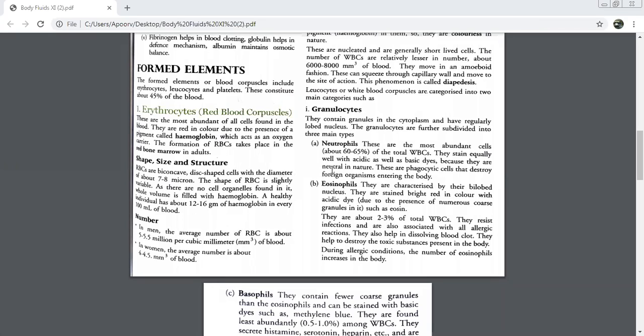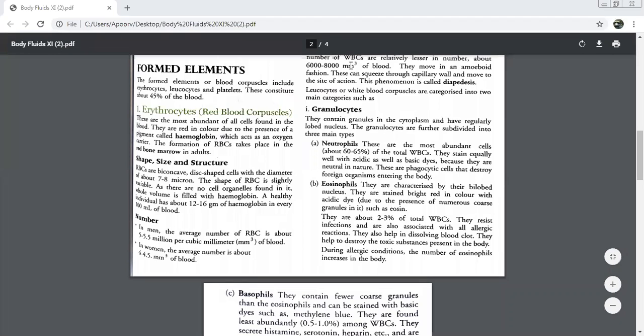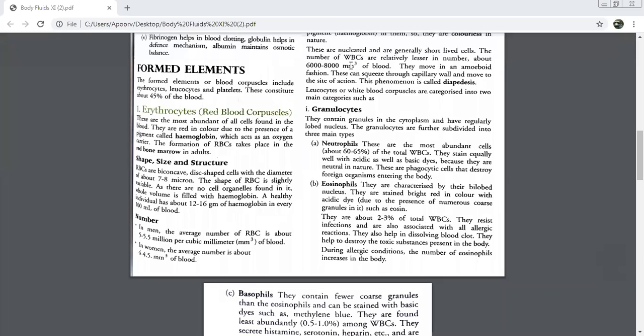What is their nature? Neutral. So they can stain very well with both the dyes. These are phagocytic cells that destroy foreign organisms entering the body. What is the process known as when they engulf any foreign organism which enters the body? Phagocytosis. You remember this term?